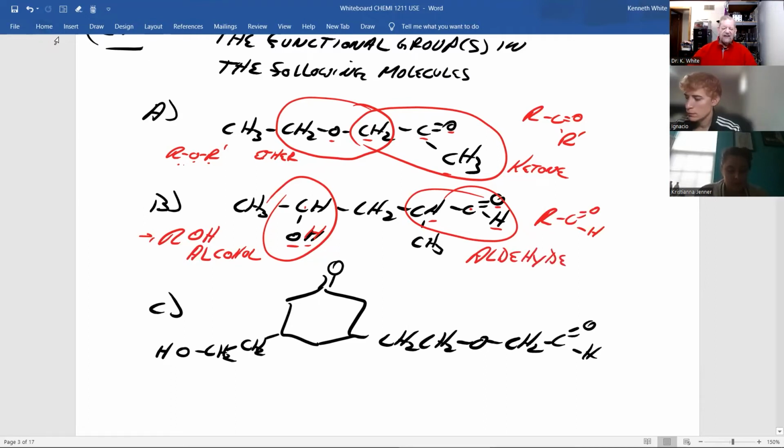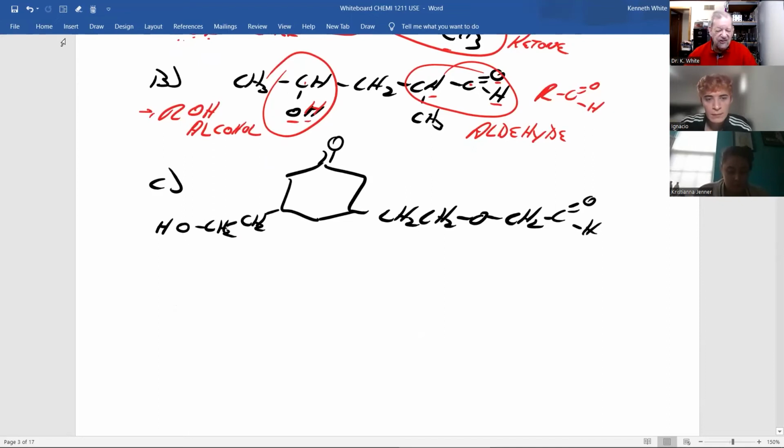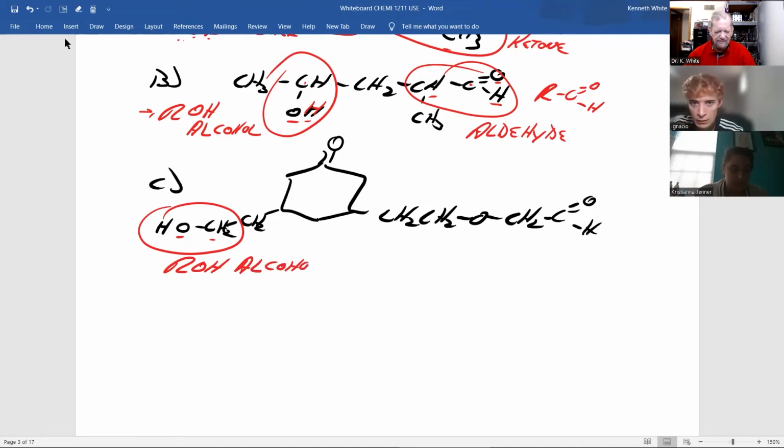Then in C, I think I threw in everything but the kitchen sink. And what's, ooh, oxygen and a carbon, that's different. What's this? An alcohol. Ooh, another oxygen. It's a carbon here, carbons here and here. What's that? It's a ketone.